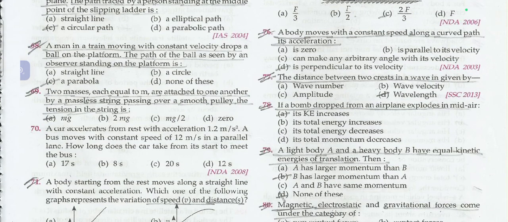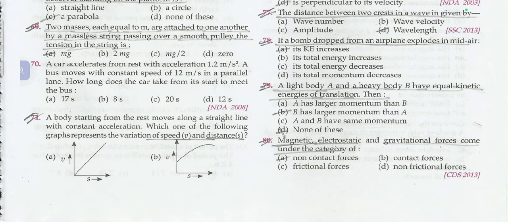A car accelerates from rest with acceleration 1.2 meter per second square. A bus moves with constant speed of 12 meter per second in a parallel lane. How long does the car take from its start to meet the bus? Answer is 20 seconds. A body starts from rest and moves along a straight line with constant acceleration.